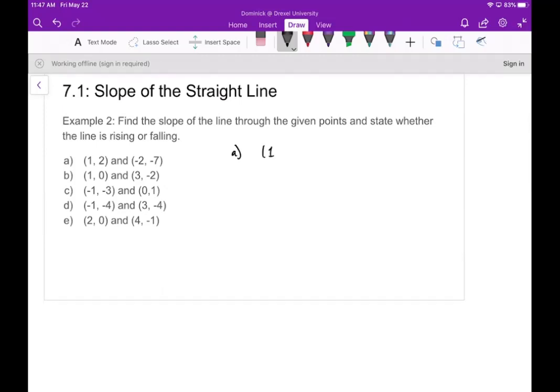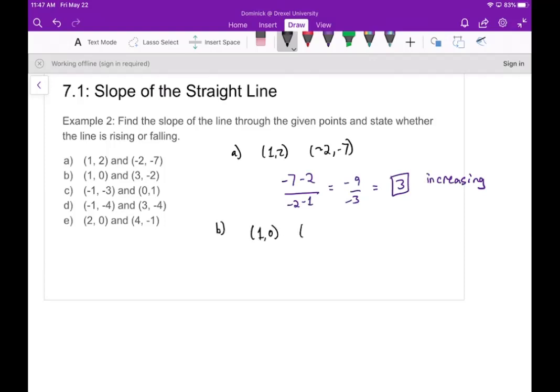Okay, so part A, we have 1, 2, and -2, -7. So if we plug this in, we got a -7 minus 2 over a -2 minus 1. So we'll get a -9 over -3. So this is a +3. So that means that the graph is increasing. Okay, part B, we have a 1, 0, and a 3, -2. Okay, so if we plug this in, we got a -2 minus 0 over 3 minus 1. So we get -2 over +2, which is a -1. So this is decreasing.